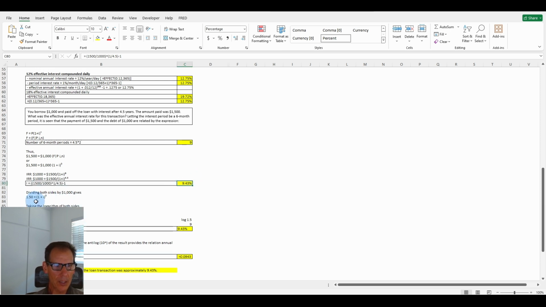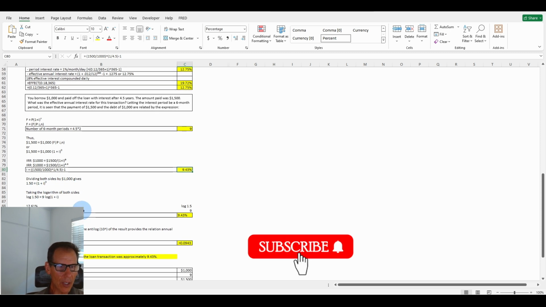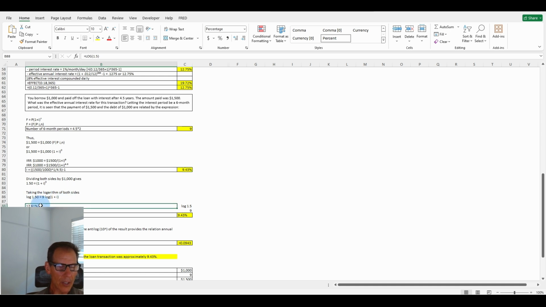Alternatively, dividing both sides by 1,000 gives 1.5 equals (1 + i) to the 9th. Taking the logarithm of both sides, log 1.5 equals 9 times log (1 + i). I know I've lost you now. Log of 1.5 is 0.1761. Divide this by 9, which gives 0.0196, then take the antilog, and you get 9.43%. You're going, what the hell?